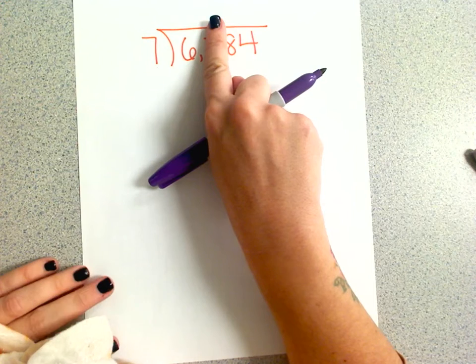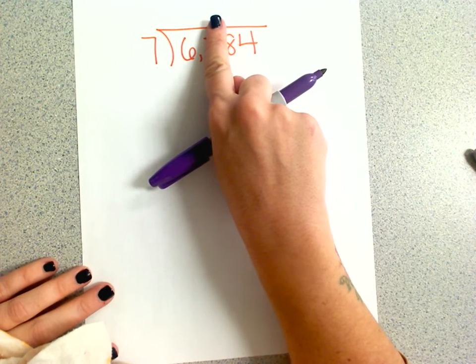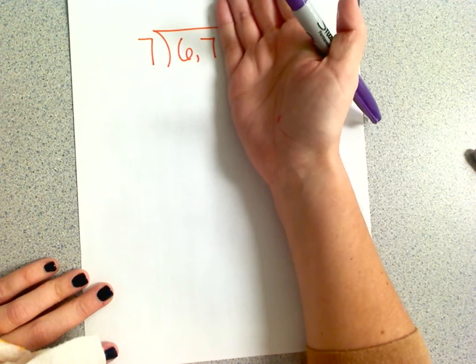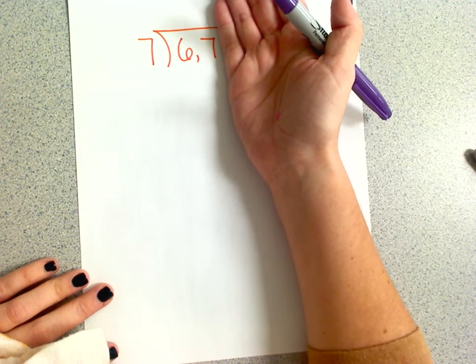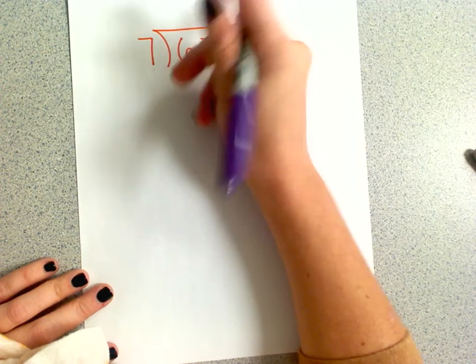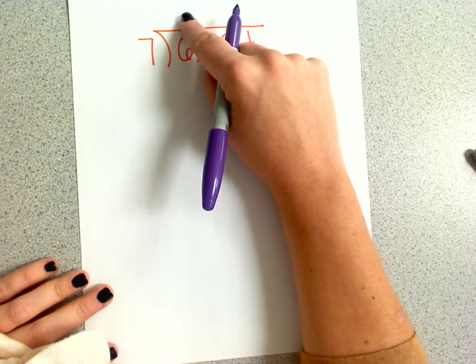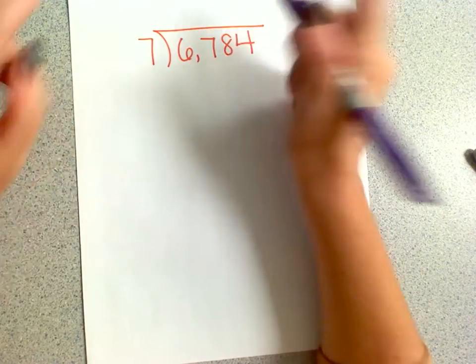No, 7 cannot go into 6. 6 is less than 7, so that is not going to work. Can 7 go into 67? Yes, it can. So my first digit in my quotient, is it going to go over the 6? Am I allowed to put something over this 6? No, do not put anything over that 6.